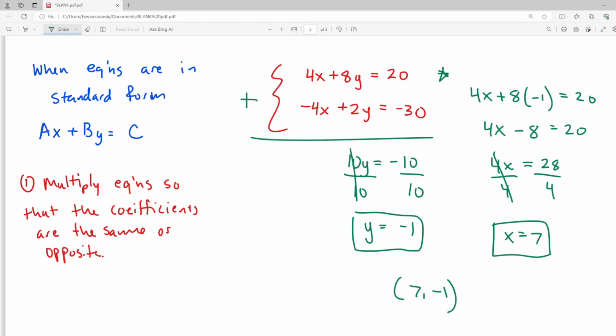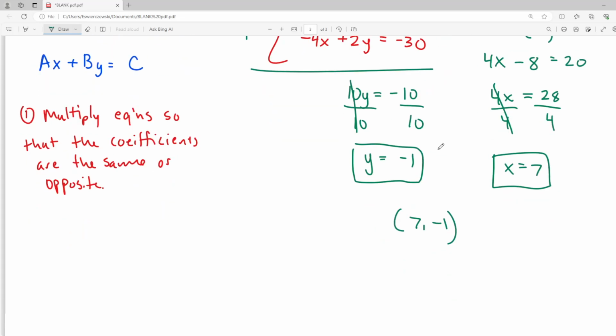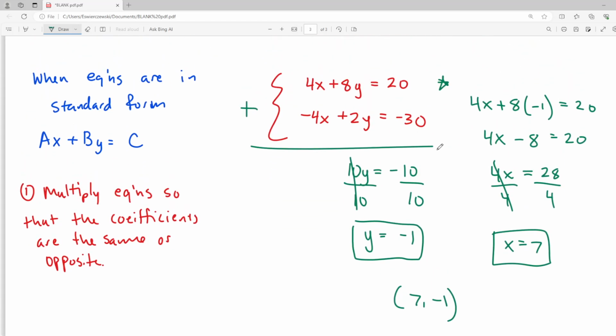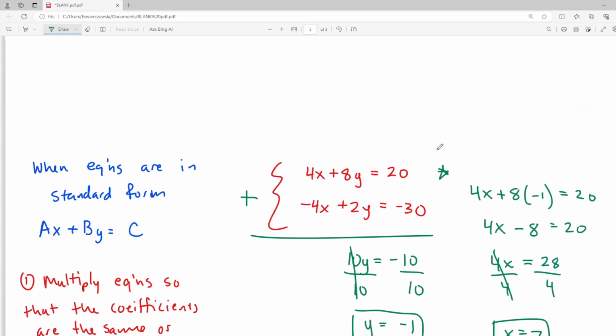All right, so a problem like this is the easy example for elimination. Looks like I'm scrolled down already. Let's scroll up and let's do another problem.